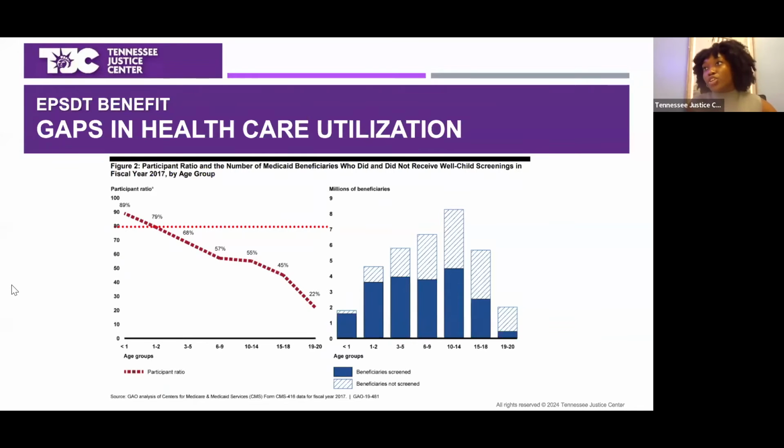And so the chart on your screen, the line graph on the left, is an age breakdown. And so what you'll see is that as kids get older, we're essentially losing them. So that dotted bright red line is 80%, which again is that CMS target ratio. And you'll see that as a kid gets older, we're dropping as low as about 22%.